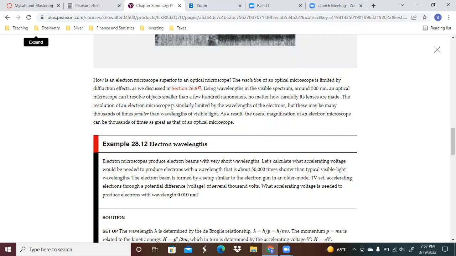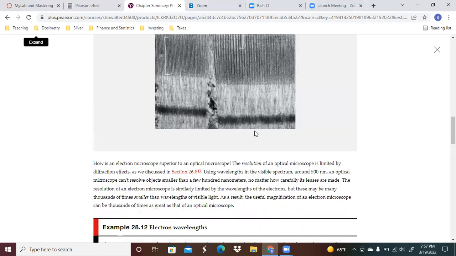The resolution of an electron microscope is similarly limited by the wavelength of the electrons, but these may be many thousands of times smaller than wavelengths of visible light, and as a result, the useful magnification of an electron microscope can be thousands of times greater than an optical microscope.